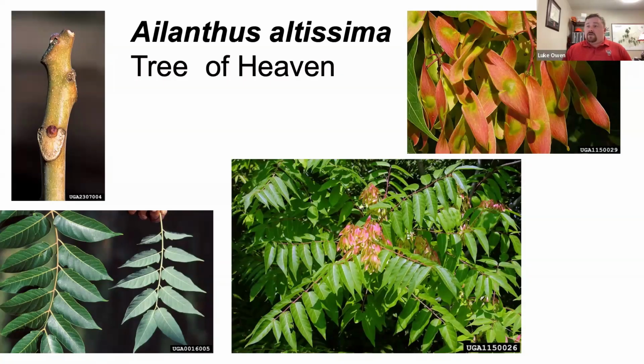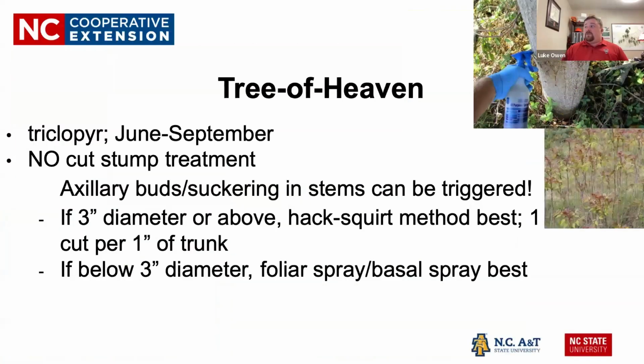You can see here the characteristic leaf scar on the leaf tissue itself. If you crush up the leaf or stem tissue of this plant and smell it, it almost smells like peanut butter. That can be used as another identification characteristic. Typically for control here, we're going to use triclopyr. The best time of treatment here is June through September.